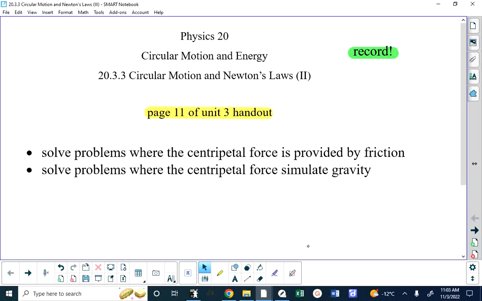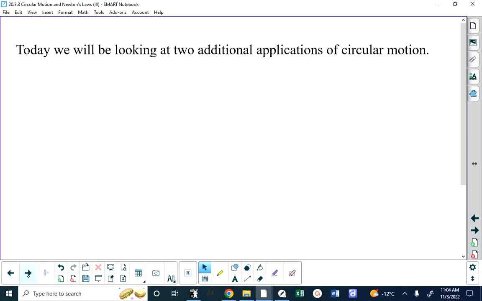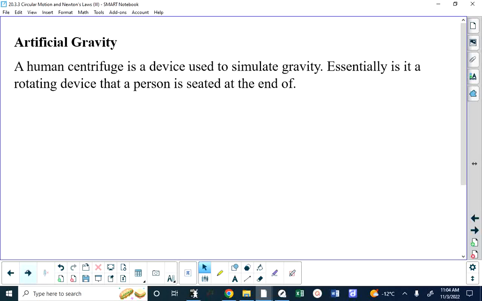So, 20.3.3. In the next few days, what we're going to be doing is applying circular motion. And this, on your handout on page 11, is page 11 correct? Should say part 3. Mine says part 2, but it is part 3. So we're looking at two very specific applications today of circular motion, or applications of centripetal force. One is artificial gravity, and the other is when the centripetal force is produced by friction. To begin with, we'll start with artificial gravity.